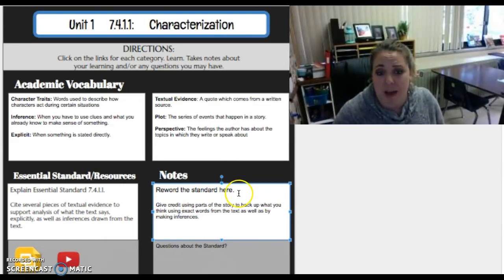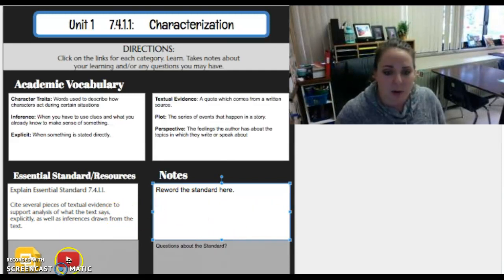So that's all you do in this box. You just reword the standard. You put it into your own words. Say it in a way that makes the most sense to you. And this just forces you to go through it. Okay? If you have trouble with this, if you can't do this like I just did it, then that's what these things down here are for.